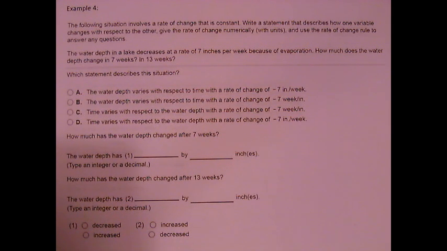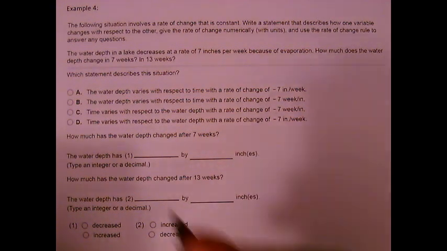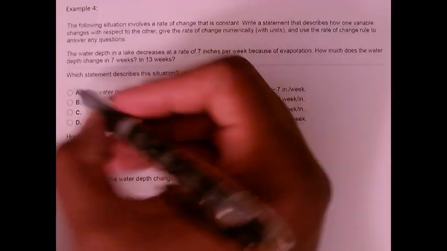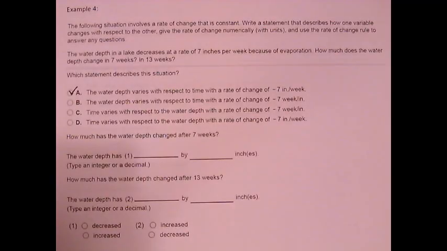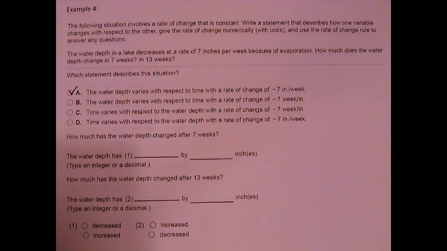Now, which statement describes this situation here? Well, we know it's decreasing, so that rate of change has to be negative. So it's going to be negative 7 inches per week. So here we have to choose this first answer choice right here. The water depth varies with respect to time with a rate of change of negative 7 inches per week.